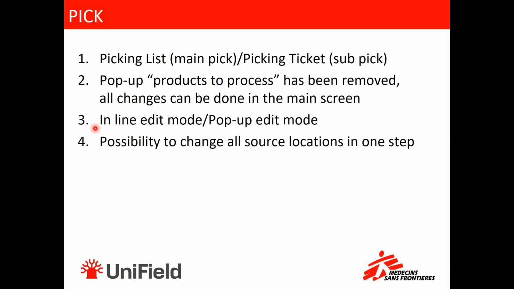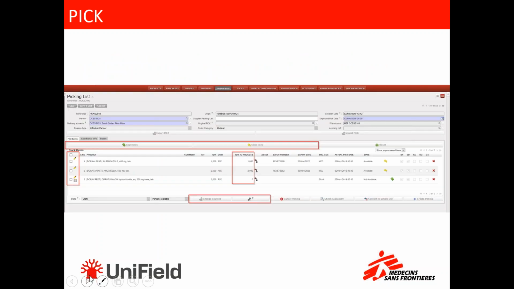Similar to what we already have on the purchase order for quite some time, we can now edit a line directly in the picking ticket, or we can click on a button to open a pop-up where you can change more things. So again, this can decrease the need of the use of a pop-up. And we can already move to the next one. We have also now the possibility to change the source location in one step. And this is all shown here.